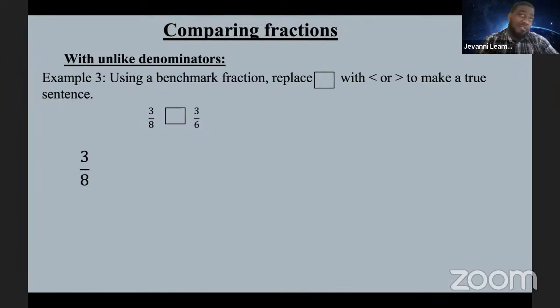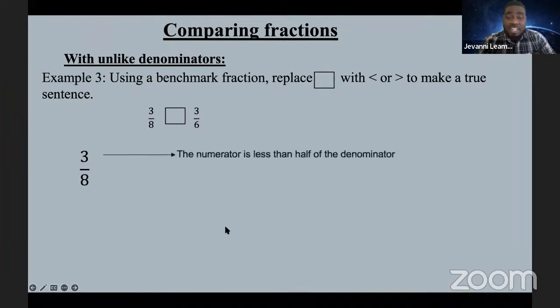Now we're going to look at the numerator. So we got 4, and we look at the 3. We say, is 3 less than 4, or is 3 greater than 4? Which one is it? 3 is less than 4. So this means that my numerator is less than half of the denominator. And this also means that 3/8 is less than a half, right?